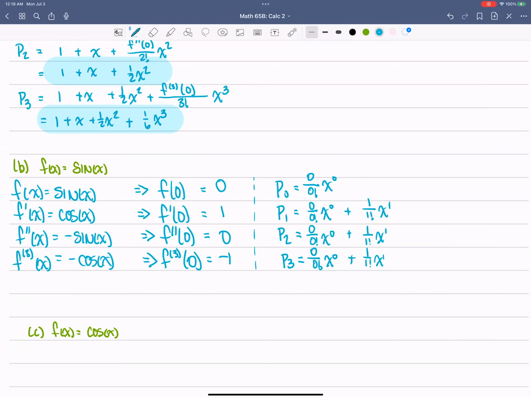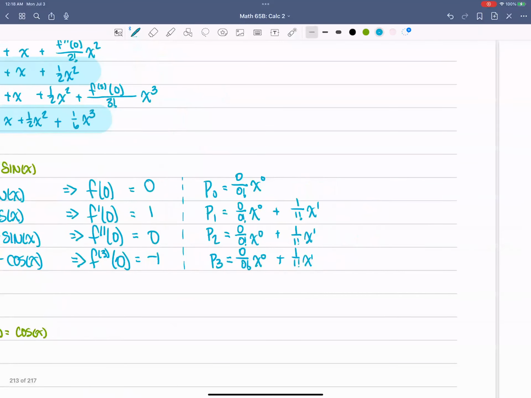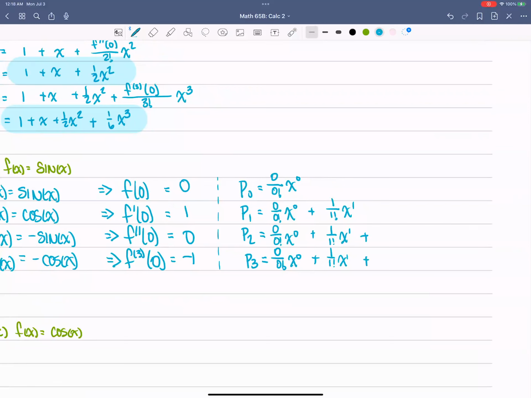x to the power 1. And these are going to have additional terms. The next term is going to be the second derivative. So f double prime evaluated at 0 over 2 factorial x squared. So 0 over 2 factorial x squared.